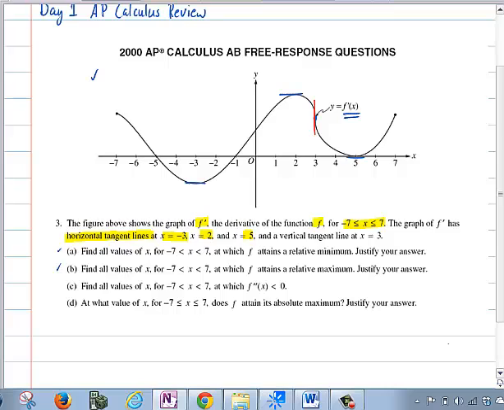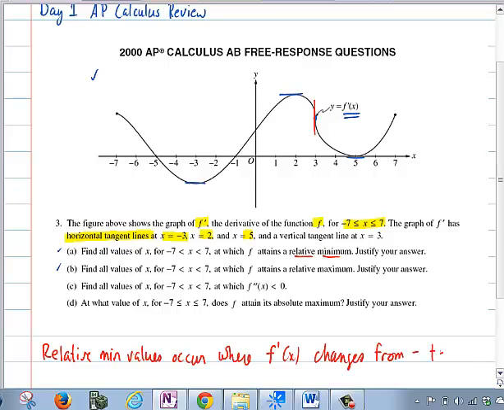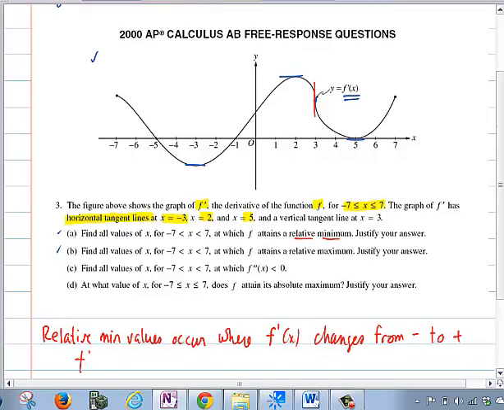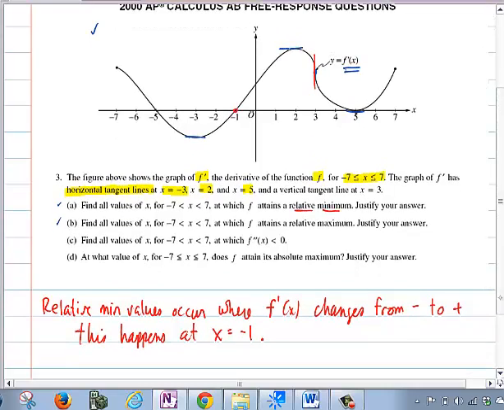Okay, I'm back. In order to find where you have a relative min, and I'll write down the explanation first: relative min values occur where f prime of x changes from negative to positive. This happens at x equals -1. That would be a relative minimum location.